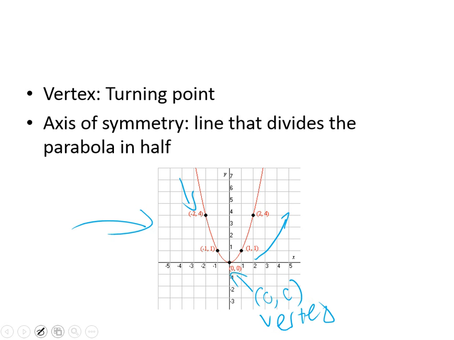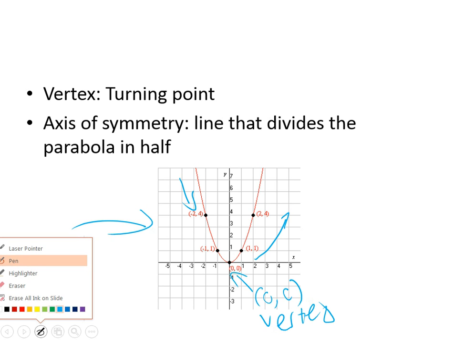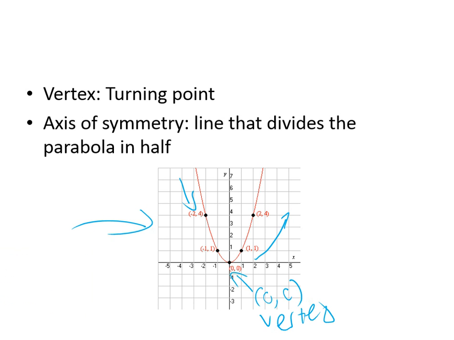Our axis of symmetry will be at the vertex going vertically. So right there along the y-axis. So our axis of symmetry would be x equals 0. Okay, and it divides the parabola in half.